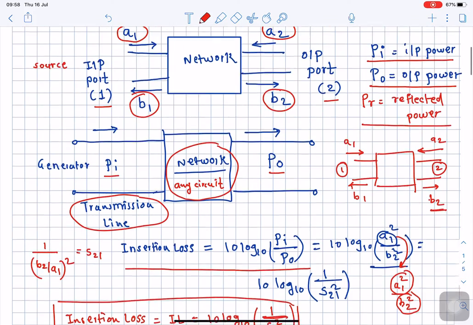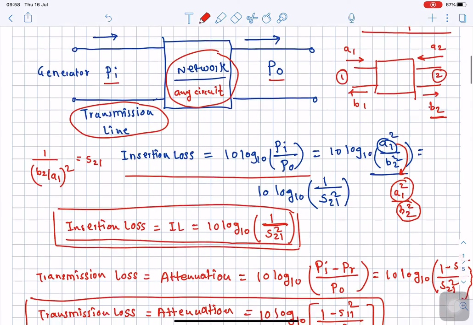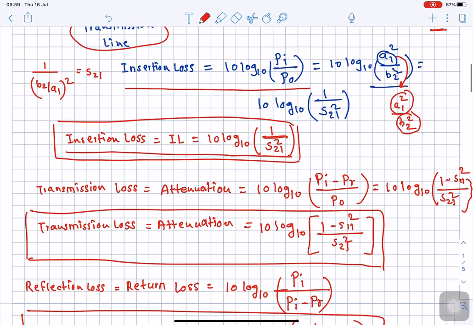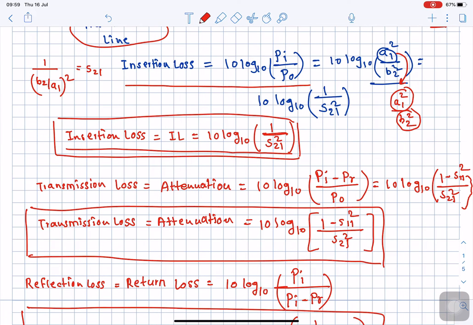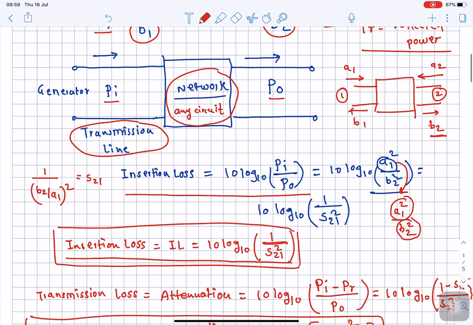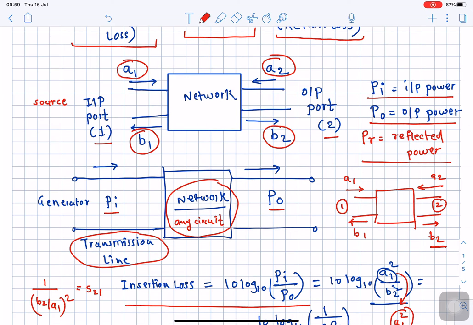Okay, so let us go ahead and see how the other two different types of losses are represented. The next loss is a transmission loss. We know that transmission loss is the loss in the signal during its propagation. So it is nothing but the attenuation of the signal. So please remember, transmission loss is nothing but the attenuation. So how is it given in terms of a power? Again, please remember, we are going to deal with three different powers: input power, output power, and the reflected power.